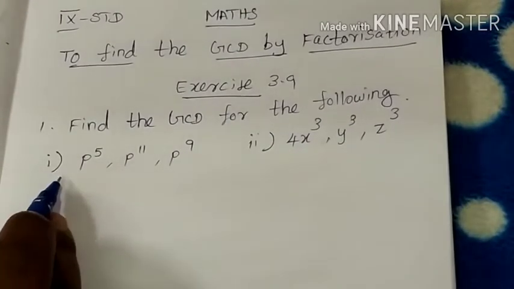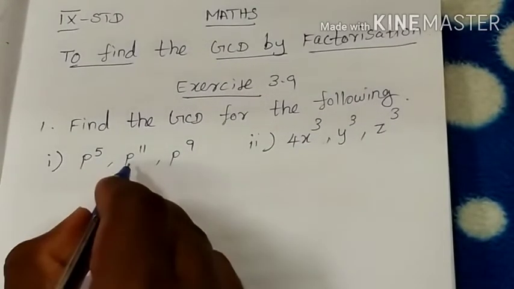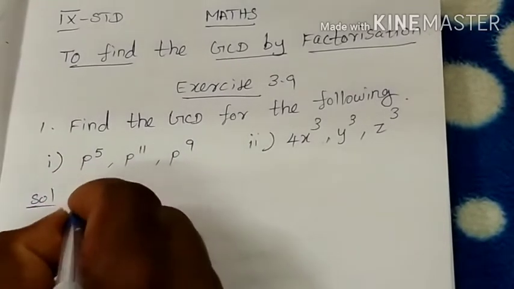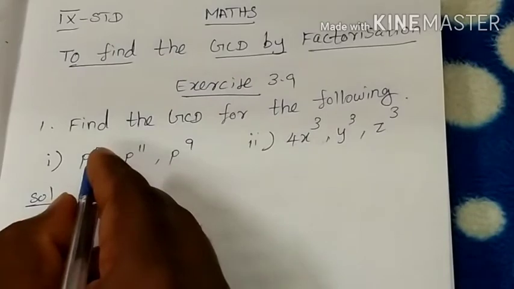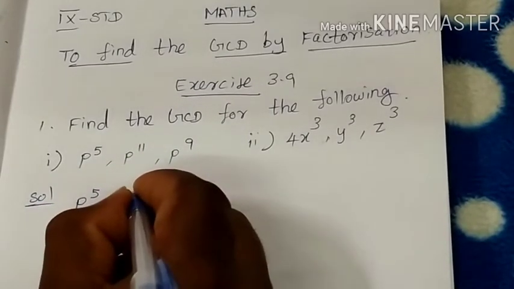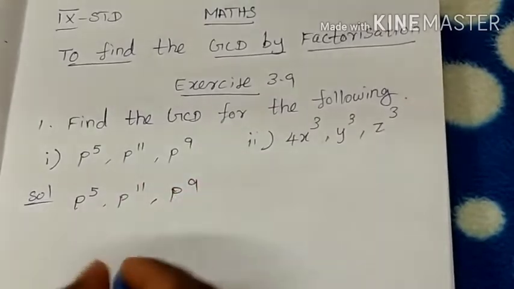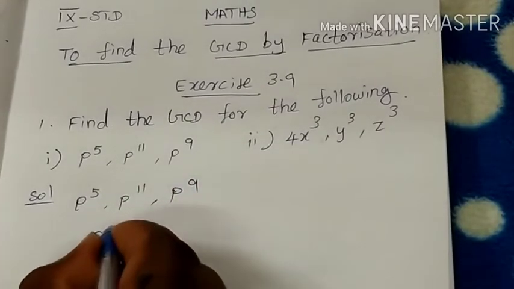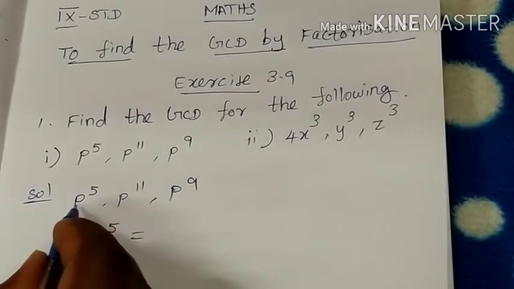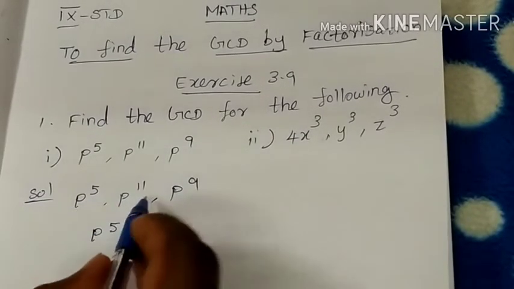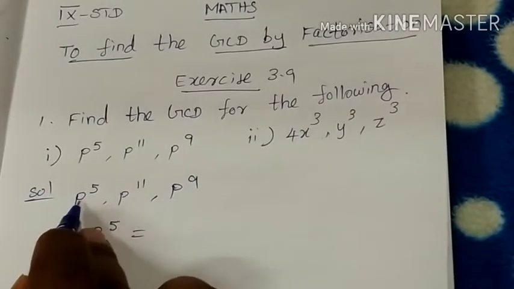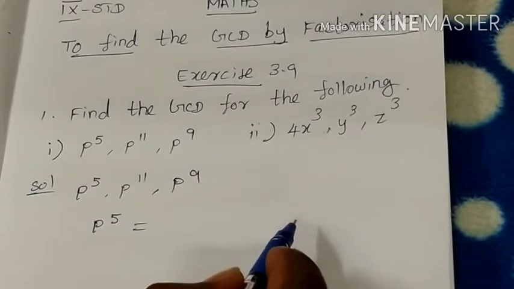The first subdivision is p power 5, p power 11, and p power 9. The solution: consider the given factors p power 5, p power 11 and p power 9. Write one by one. Consider all the factors: this is p power 5, this is p power 11, this is p power 9. Which one is the least? p power 5 is the common factor, also the least.